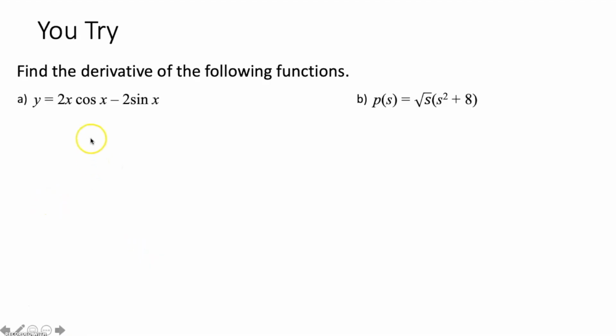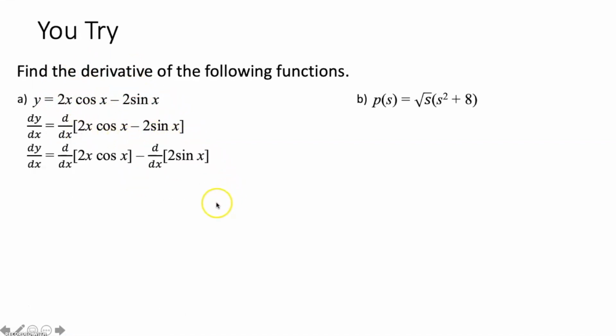We are again taking the derivative of each of these functions. Here we have a function with two terms. So when we take the derivative of this function, we have to take the derivative of each term. Now we're ready to take the derivative. So let's first take the derivative of this guy here.